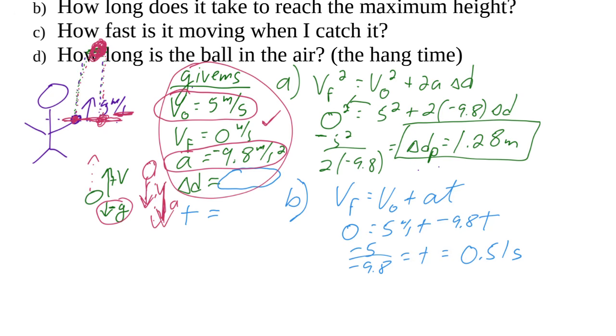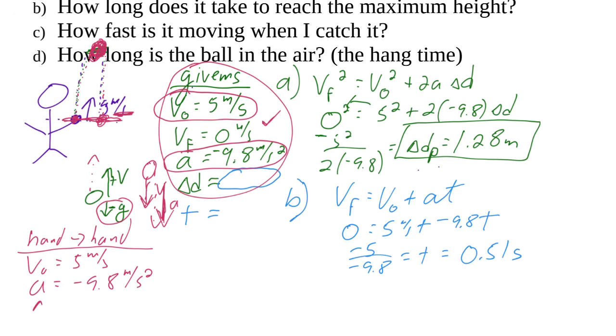All right, so I'm going to basically do a new set of givens. We're going from the hand, we'll call this going from the hand to the hand, right? So the initial velocity is still 5. The acceleration is still negative 9.8. Again, it's like that the whole trip.